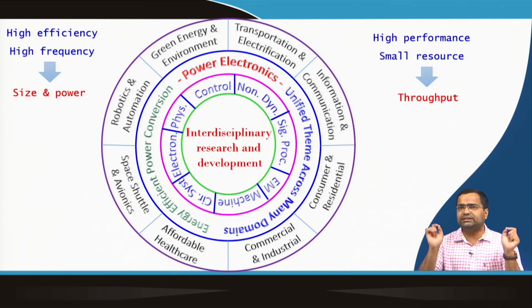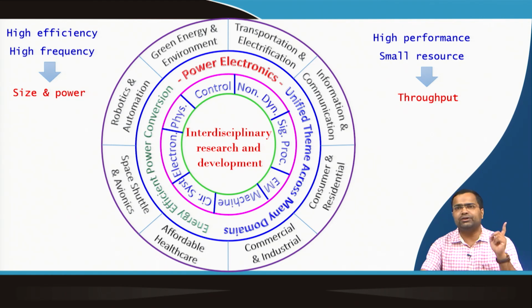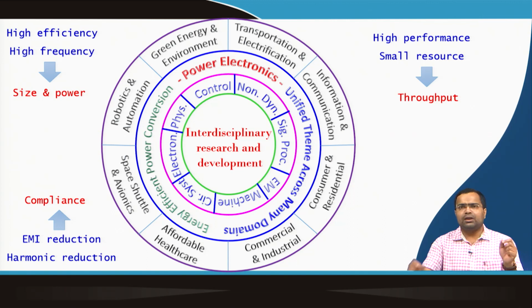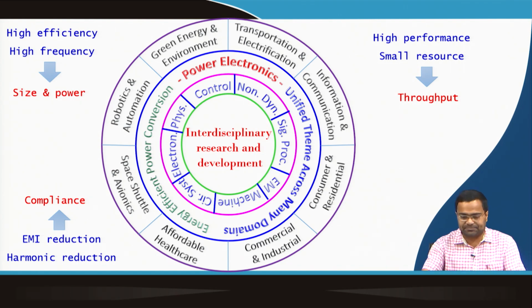We need to meet stringent performance requirement, and because we are trying to operate at a higher switching frequency, we have a time constraint. So, we need to use a smaller resource yet to achieve high performance. So, we need to achieve high throughput. Switching converters are also source of electromagnetic interference. So, we need to reduce EMI as well as harmonics, and this is particularly very important for automotive and space application, and there are many other applications.